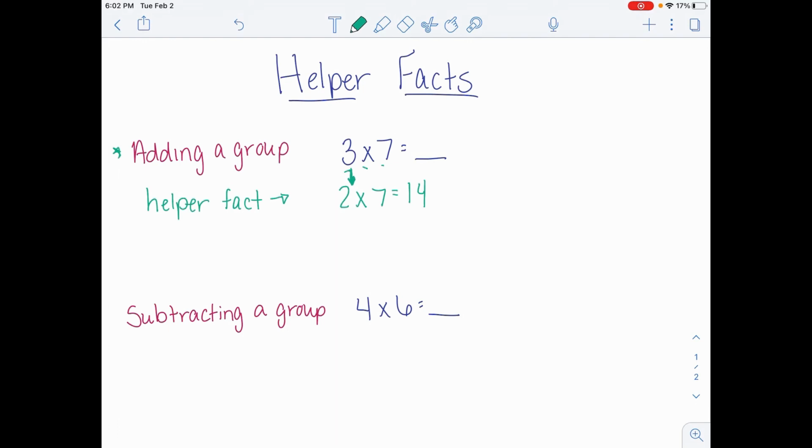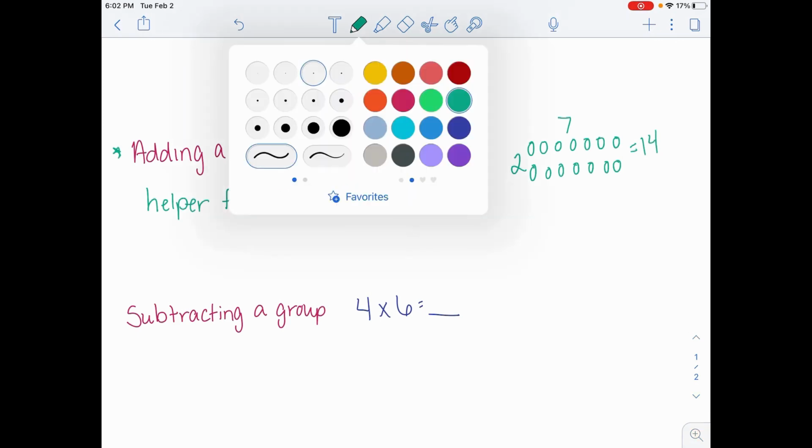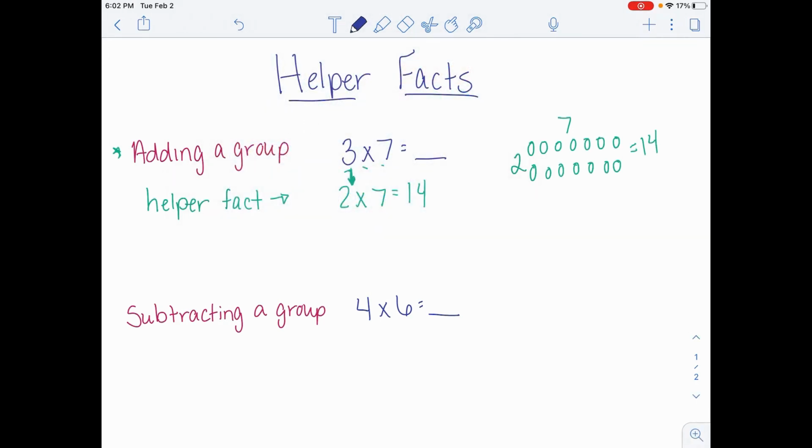Now, if I know that 2 times 7 is 14, then 3 times 7 is just one more group of 7. Let's take a look at it on an array to show you what I mean. I'm going to draw my 2 by 7 array. Here is my 2 by 7 array. Now I know that this equals 14, but I want to know what 3 times 7 is. So what I'm going to do is add another row. So I'm going to add a row of 7 and change this 2 to a 3. So now I have a 3 by 7.